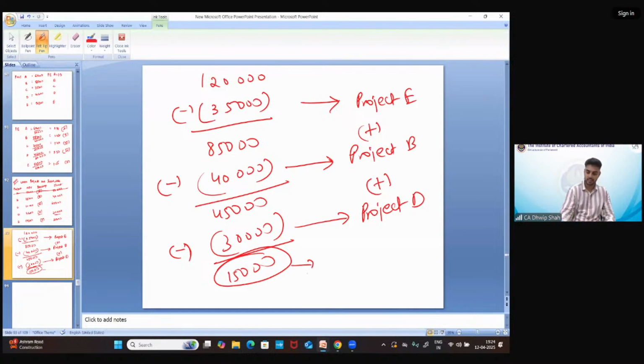Following. So this is my balance left. So wait for some other projects to come. This will be left as idle funds with the company. Understood how to calculate or how to make decisions when projects are indivisible?